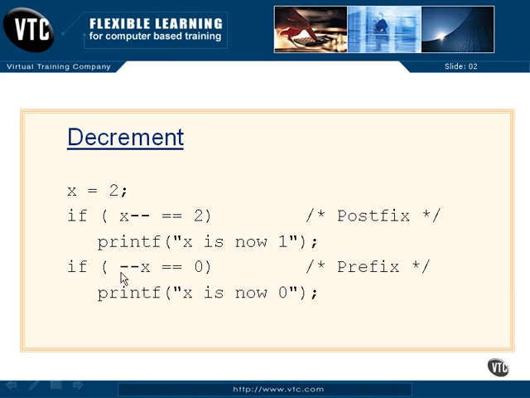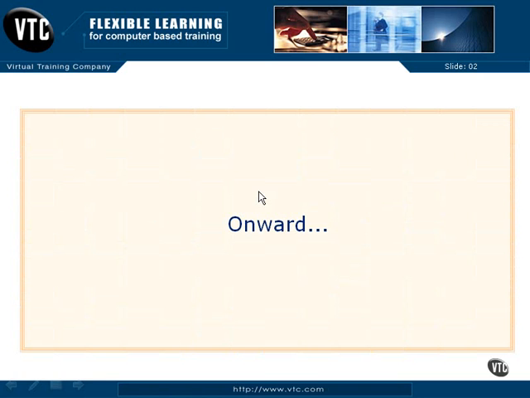If we now do a prefix decrement, minus minus x equals 0, we decrement first, x is 1, we decrement it again before the comparison. Now it is in fact 0. This will be true, and we will say that x is now 0. So that's the increment and decrement, postfix and prefix. So now we're going to move onward with some other types, operators, and expressions.